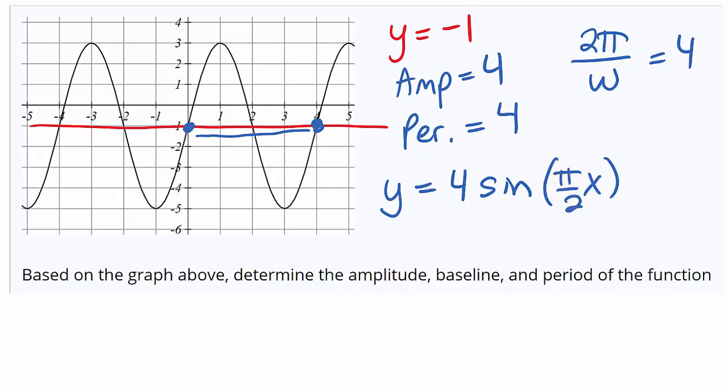If you wanted, you could actually do the steps to solve it if you didn't see it. And so you would take 2 pi divided by 4 to get our omega here, and then you could reduce those. So pi over 2 in front of the x to give us a period of 4. Now I need to put the number on the end that will make that baseline not be the x-axis but move down 1, and so I've got -1.